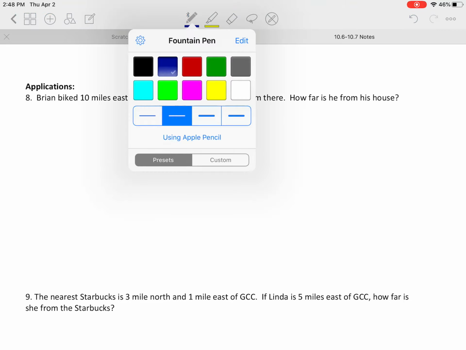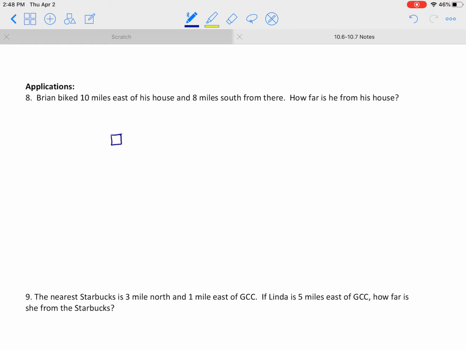So let's try to draw this out. All right, here's Brian. He biked 10 miles east of his house. Let's draw Brian's house. Okay, if he goes 10 miles east, maybe he goes this way 10 miles. And then from that point, he goes 8 miles south. East and south are going to make a right angle. What we're looking for is if he started here and he ended here, how far is he from his house? We're looking for this distance.